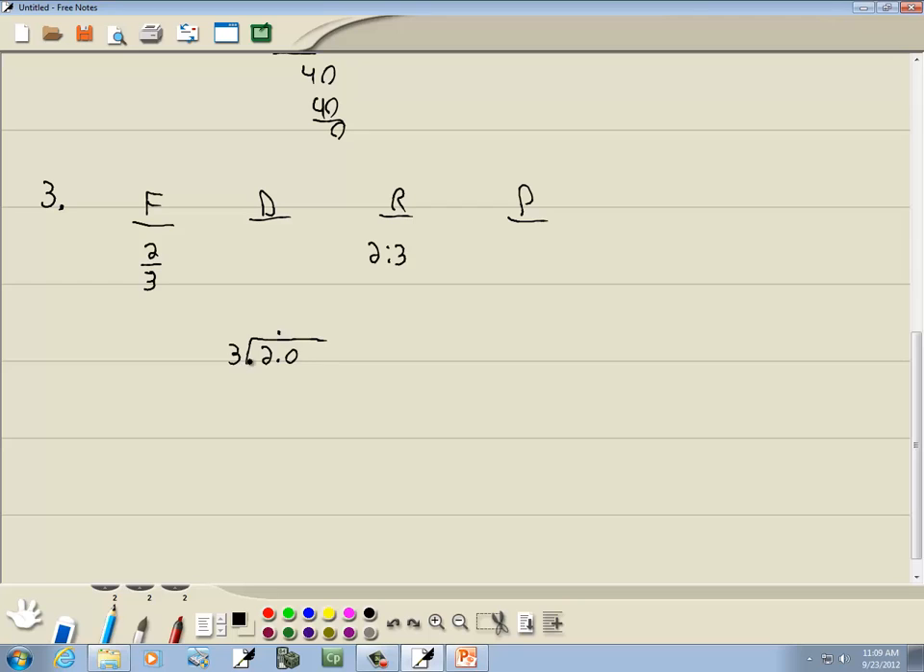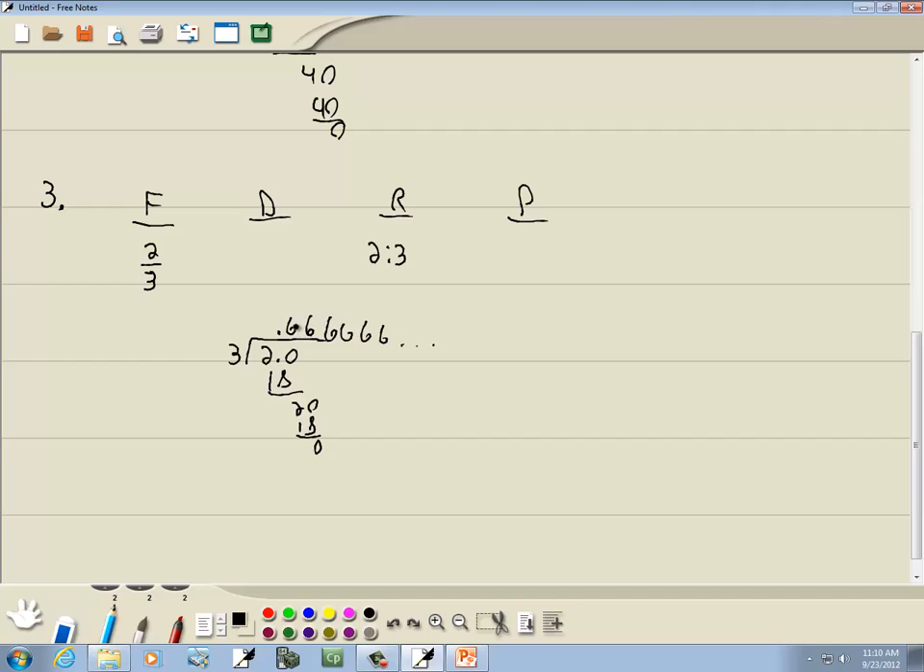Add a 0. 3 goes in 26 times. 6 times 3 is 18. Subtract that. 3 goes in 26 times. 18. You see the pattern, don't you? So it keeps going on like that. Forever. Okay, decimal. Round to the hundredths.